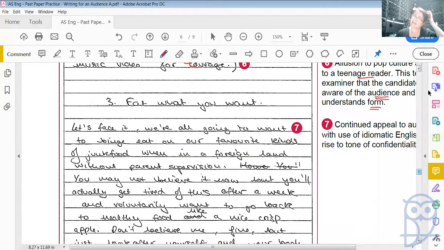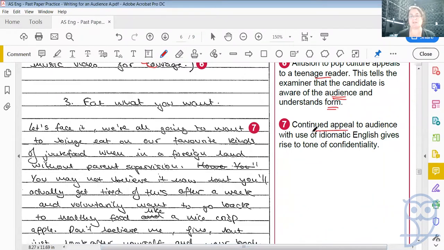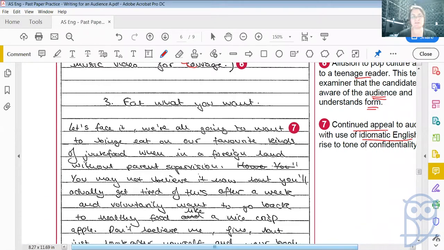Number three, "Eat what you want." "Let's face it, we're all going to want to binge eat on our favorite kinds of junk food when in a foreign land without parent supervision." And the examiner says there's a continued appeal to audience with the use of idiomatic English, which gives rise to a tone of confidentiality. Idiomatic English is the kind of English we use every day when we speak to others. It's a typical kind of English that we use, and this sort of conversational phrase is an example of that.